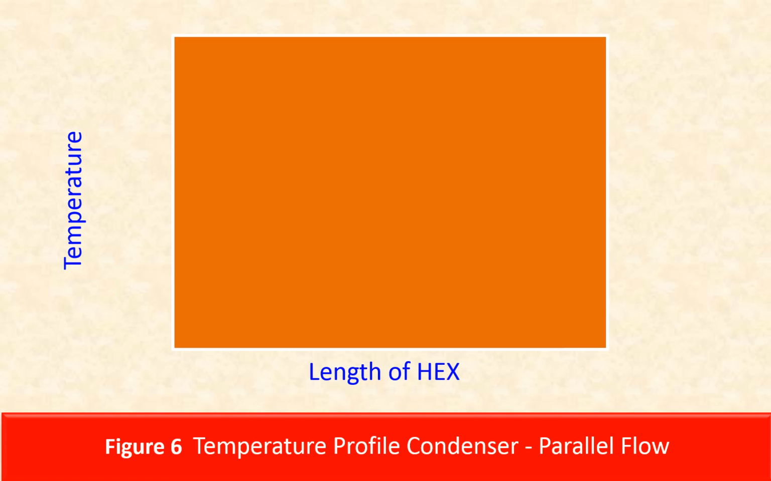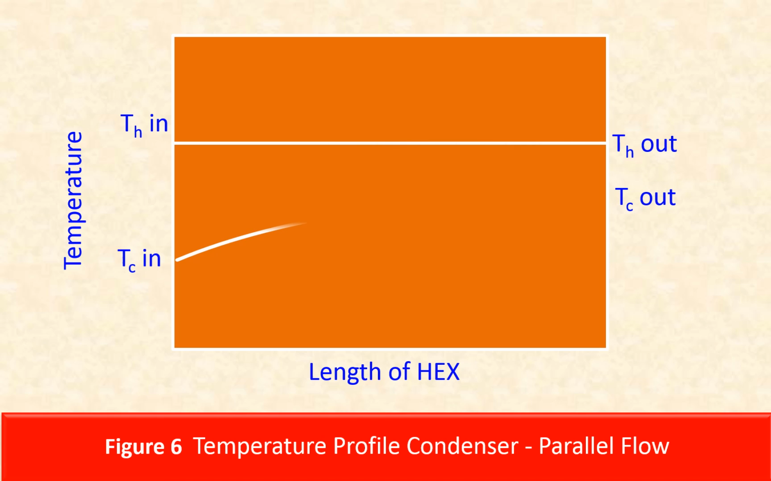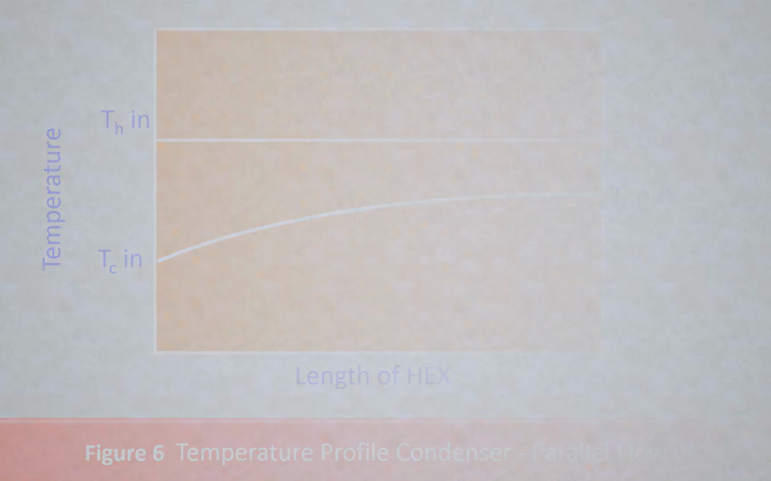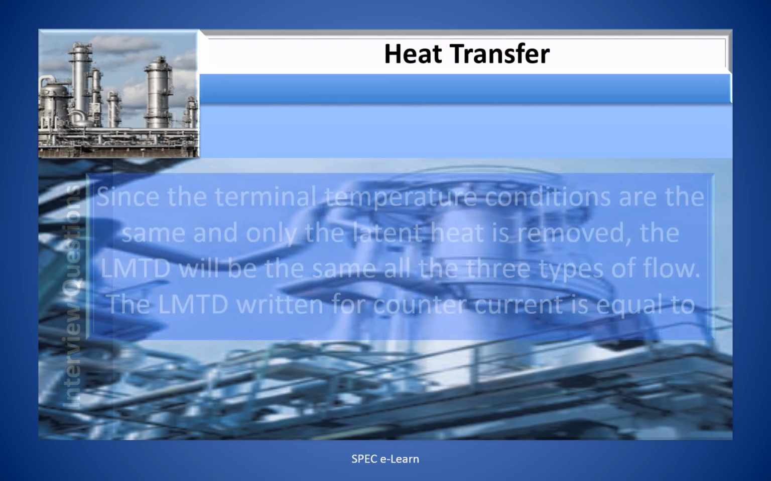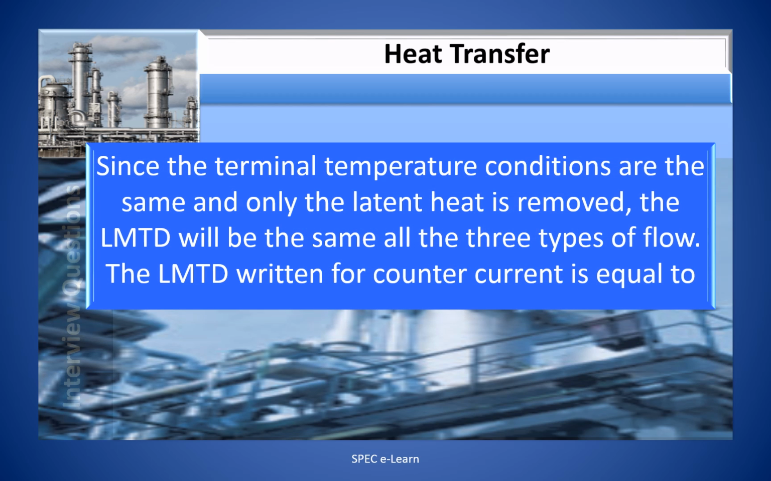This figure is a temperature profile for the parallel flow condenser. Since the terminal temperature conditions are the same and only the latent heat is removed, the LMTD will be the same for all the three types of flow. The LMTD written for countercurrent flow is presented below.